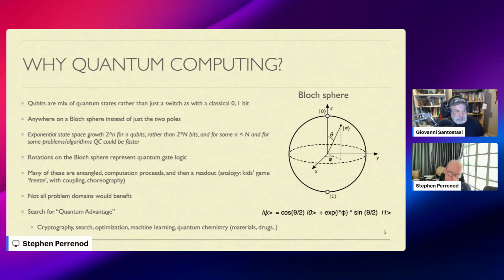Okay. So you need more than one of these. You need a bunch of them working in concert. And what you need is this wave function that is written down.